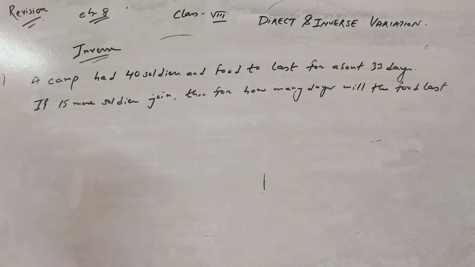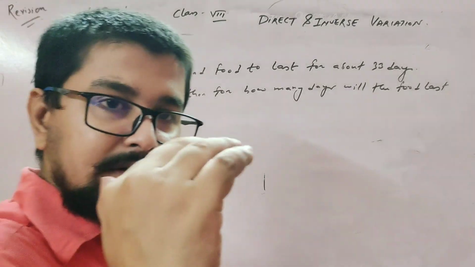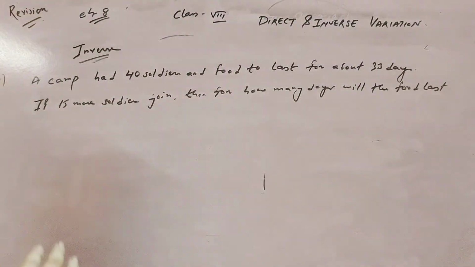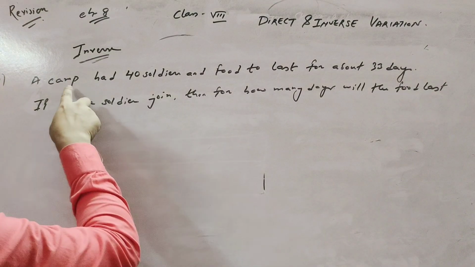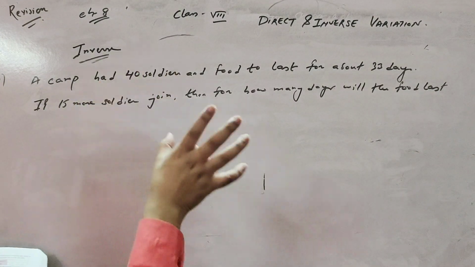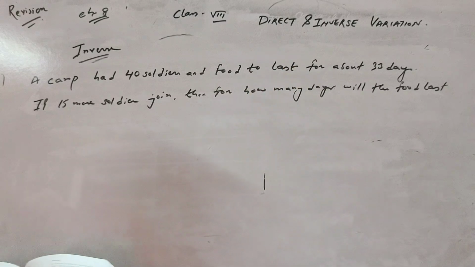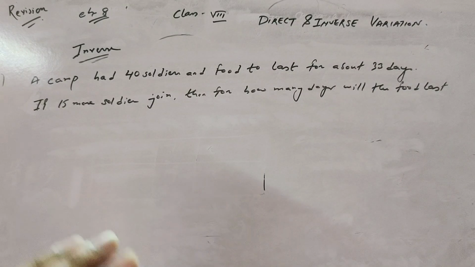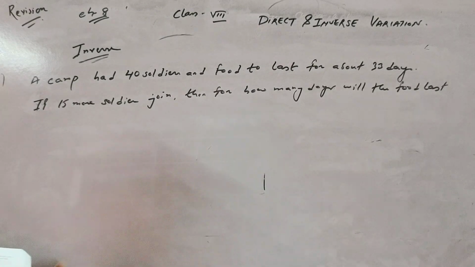We know that as the number of soldiers increases, the food lasting time decreases. A camp had 40 soldiers, and the food lasts about 33 days. If 15 more soldiers join, the food gets short for them, so it lasts fewer days as compared to before. Then how many days will the food last?